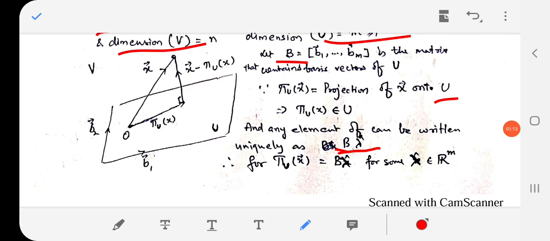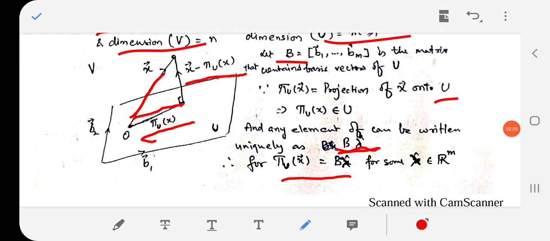So therefore, the projection of any vector x can also be written as the linear combination of basis vectors of U. Now to have the property that the difference between the projection and the original vector should be minimum, the error vector must be orthogonal to the subspace U. So all the vectors of subspace U must be orthogonal to the vector generated by the difference of the original and the projected vector.